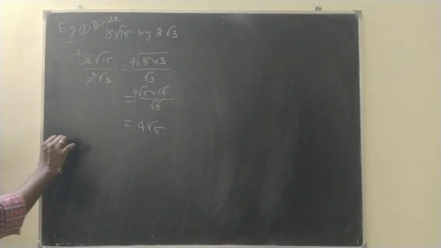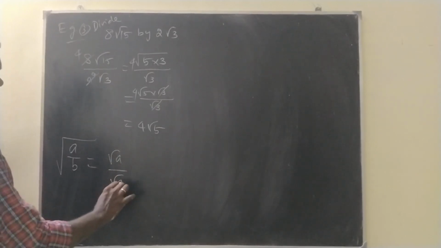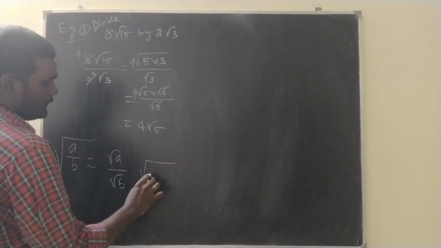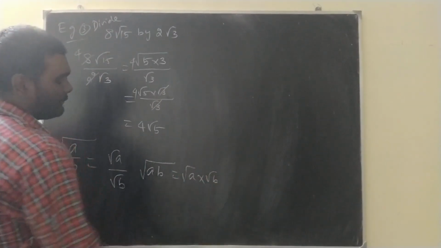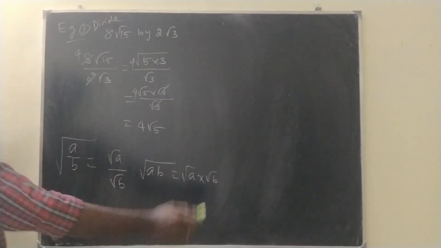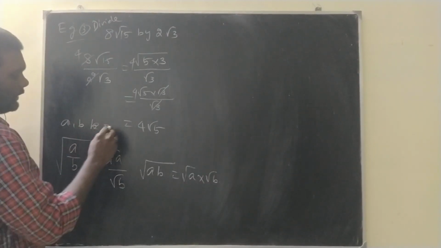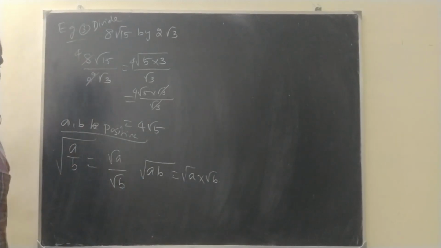See, the square root of a by b is square root of a divided by square root of b. Likewise, the square root of ab equals square root of a into square root of b, given that a and b are not negative. Okay. So in all this, a and b should be positive. That is very important. A and b should be positive, then only these results will apply.